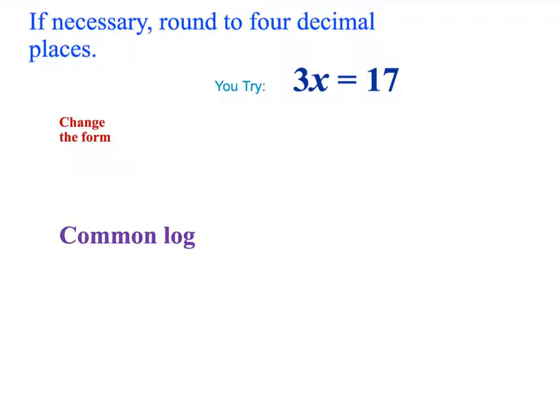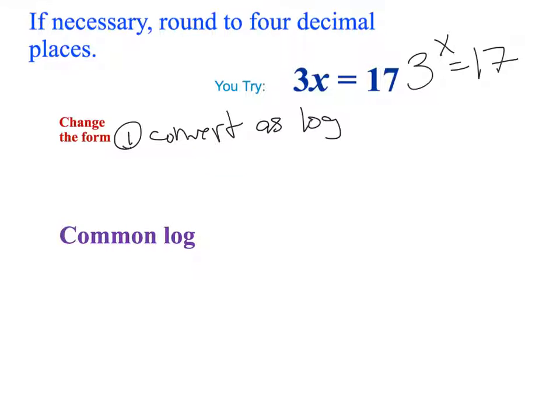Example is a u-try. So at this point I want you to pause the video and try this, and this problem should be 3 to the x equals 17. So first you're going to convert it or rewrite it as a log. Then once you do that, you're going to find a common log. So you're going to use the change of base formula to get a base 10. And then you're going to put it in your calculator. So pause the video, try this problem.